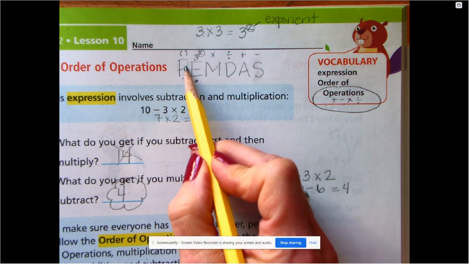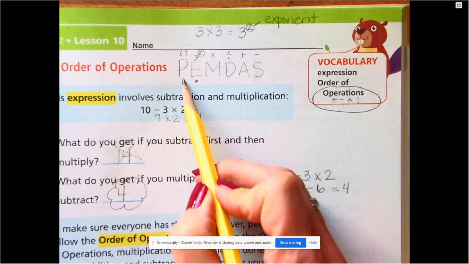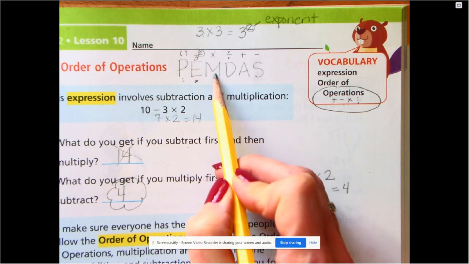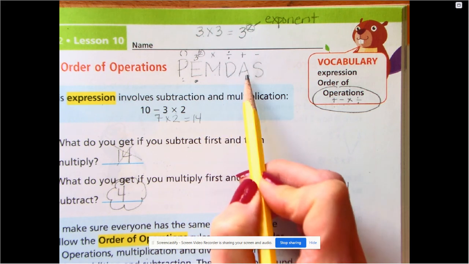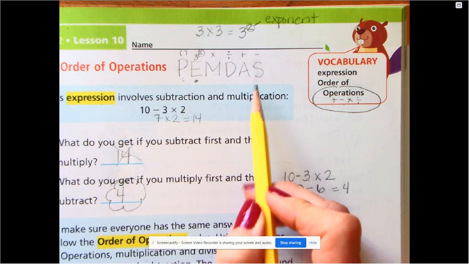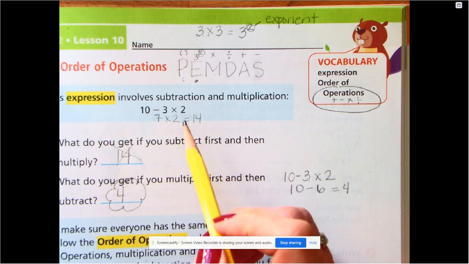We do use parentheses in math. So we have to do parentheses first. If we had exponents, we would do that. Then we have to multiply, divide, add, or subtract. Right? So you have to remember the order. And you really just need to remember, I need to multiply or divide first before I can add or subtract.